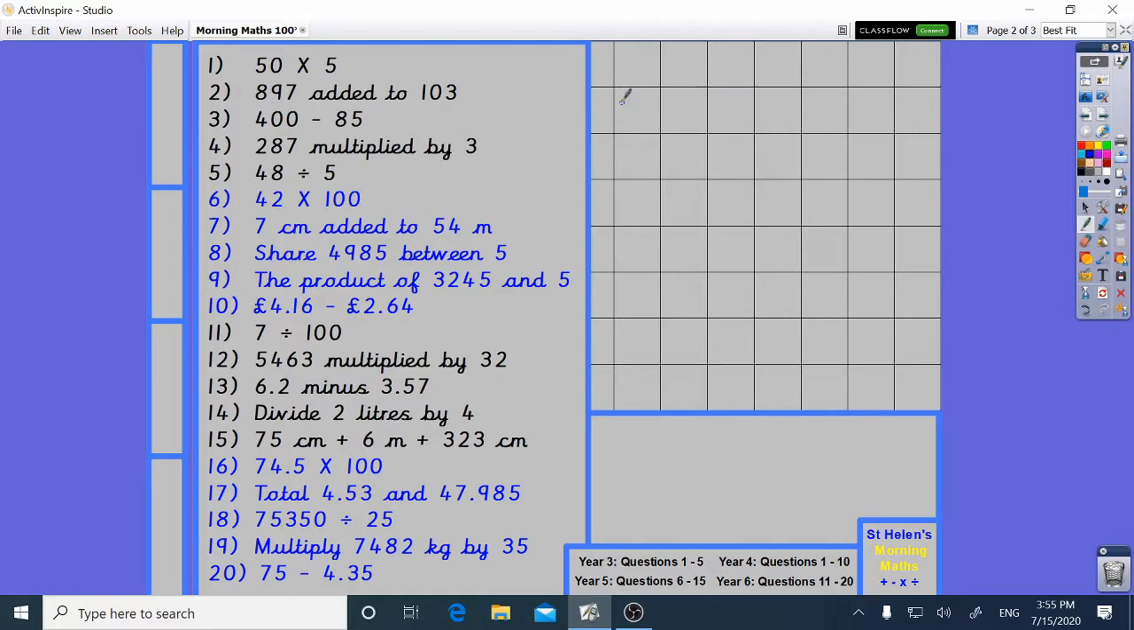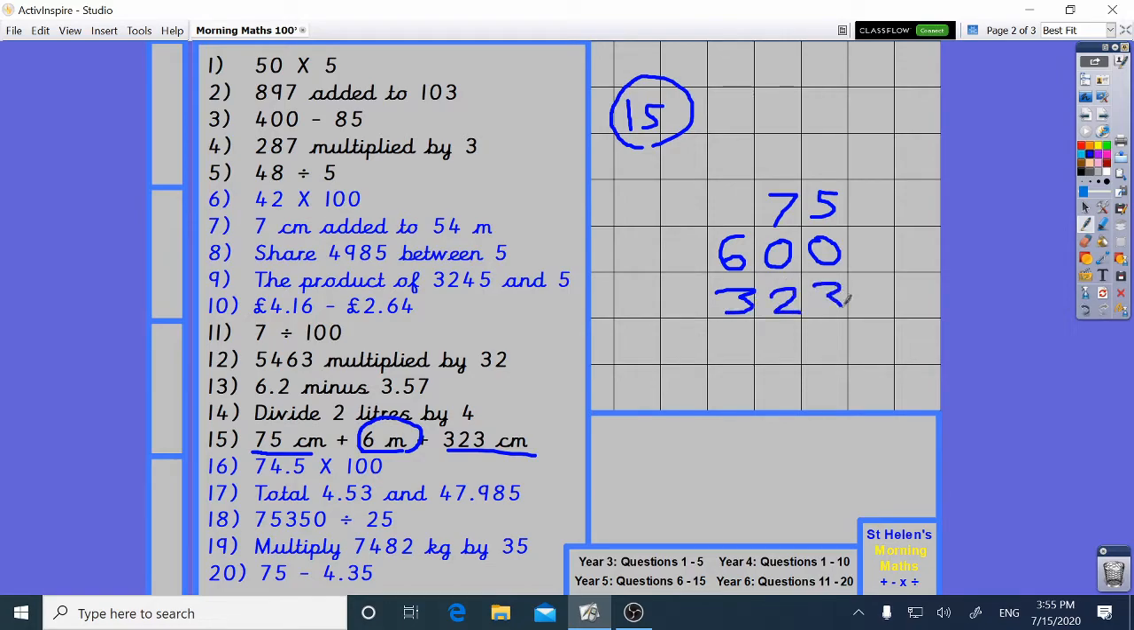Question 15. This is probably a trick, knowing me. I made this flip chart a few days ago, so I might have forgotten what trick I did. Not too bad. So we've got 75 centimetres. I'm going to change this metres into centimetres. 1 metre is 100 centimetres, so 6 metres is 600 centimetres. And the other one's in centimetres already.